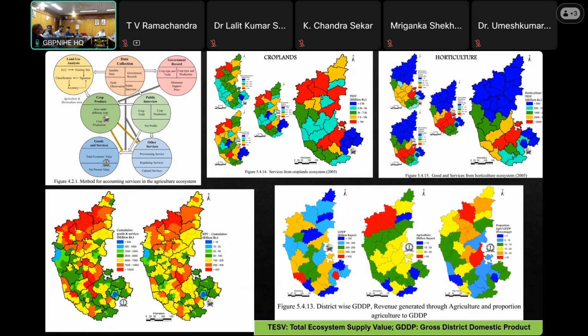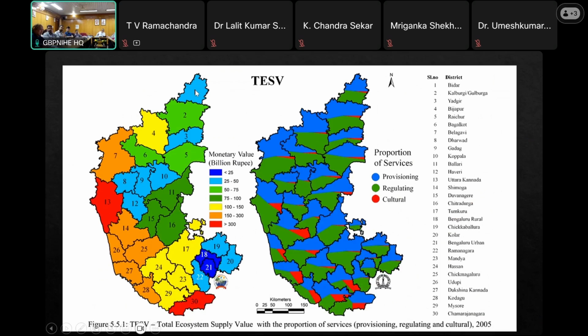We wanted to see that and we compared that. That gives per district the ratio. Now you can see that this is a total ecosystem supply value, and this gives the provisioning, regulating and cultural services of each of these per district. The various colors are given. Once you have GIS, you can do all these things. So that's what we have done.